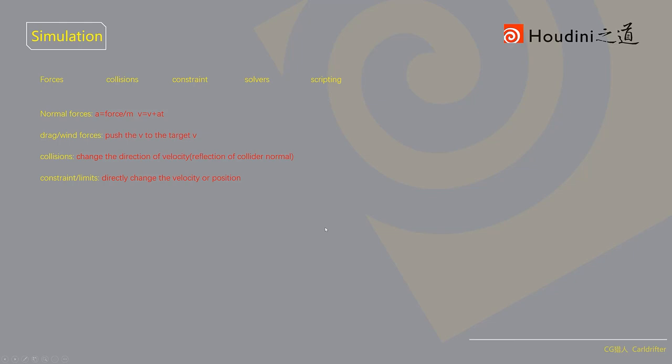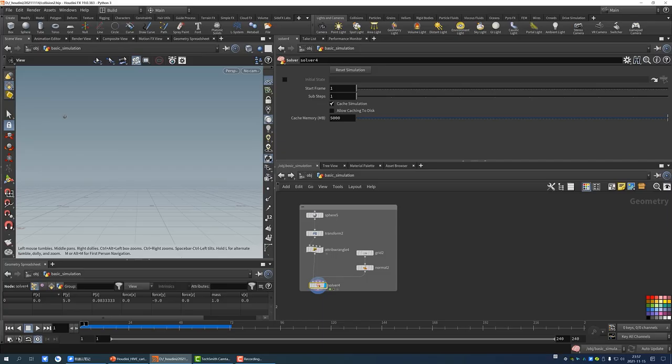Here, let me switch to Houdini for a simple demonstration. So here is a very basic setup. When I play, we can see that there is a ball bouncing to the right side. This is a very basic and simple setup for a rigid body simulation or the POP simulation, right? So what did I do in this setup?